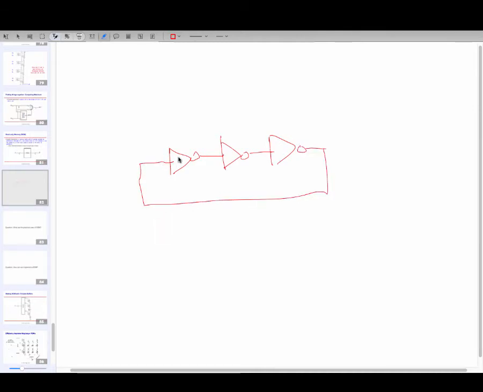Let's say we have a circuit like this, and let's say at some point in time there was a value zero out here. After a short while, this will become one. After a short while, it will become zero, this will become one, and of course this is connected, so now this is one. So after a short while, this will become zero, this will become one, this will become zero. And so if you look at the waveform, it will go like this.